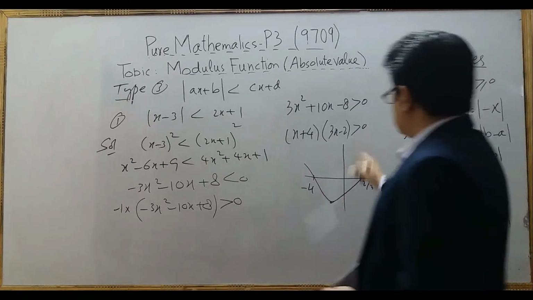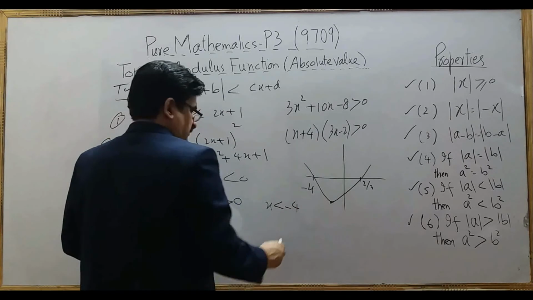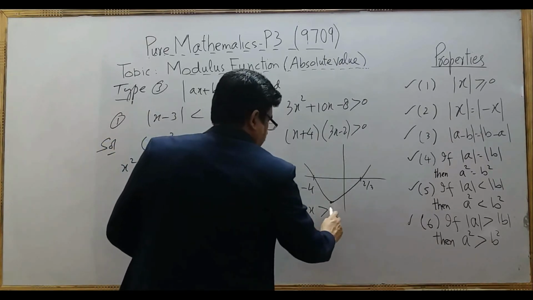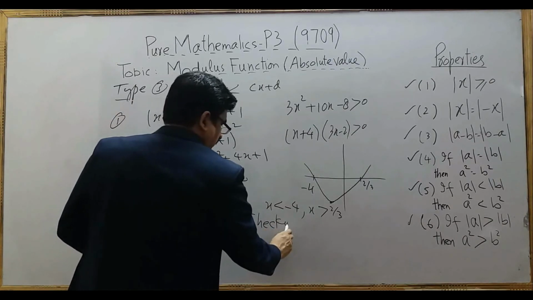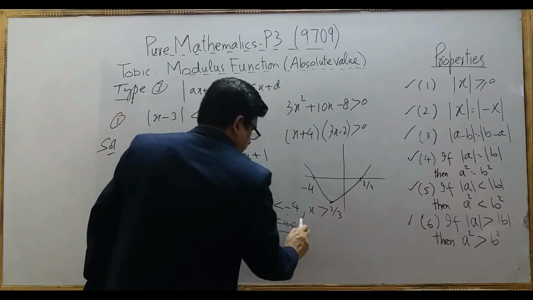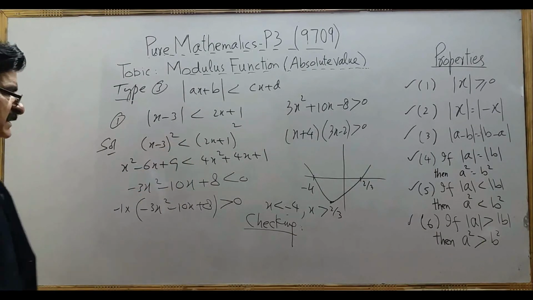So we need greater than 0. So from here x can get x less than minus 4 or x greater than 2 by 3. Very important point, checking is compulsory. Here you have to check whether these satisfy or not.